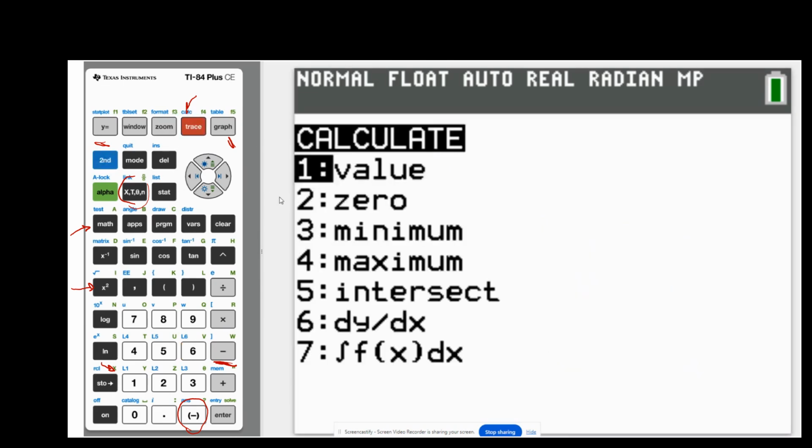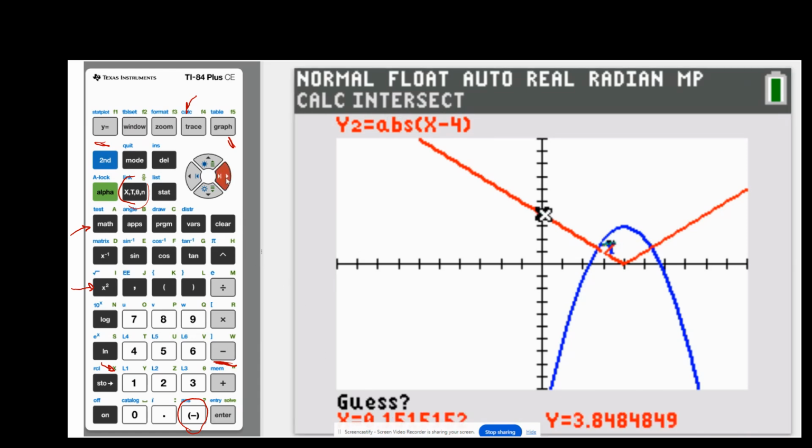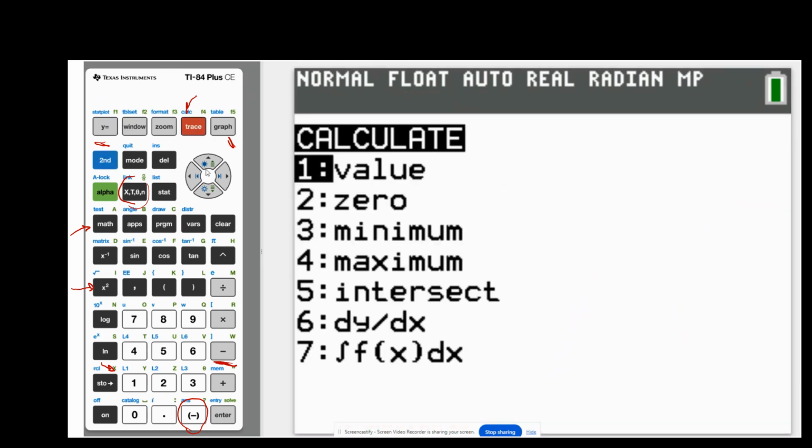Now we go second calc. We can do the intersect feature. So down to number 5. It's going to ask for the first curve, which is the blue one. It shows us it's blue. Enter. Second curve. Jump to the red one. Enter. Then the guess. Which one are we looking for? So use the arrow button to get to the intersect that we're looking for. You just have to be close. Hit enter, and we can see that it's there. It's 2.69722. Or maybe that was a 3.3.